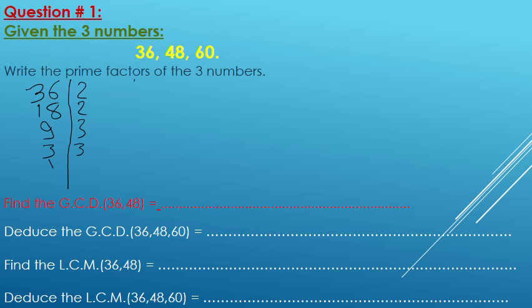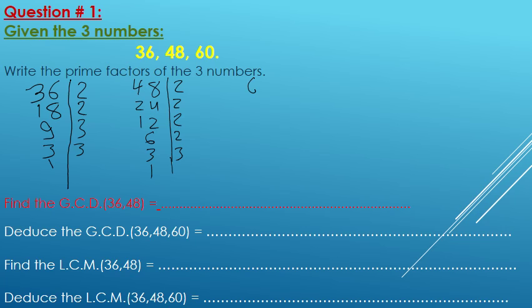Hassan, can you tell us what are the prime factors of 48? 48 by 2 is 24. 24 by 2 is 12. 12 by 2 is 6. 6 by 2 is 3. 3 by 3 is 1. So repeat, Hassan, what are the prime factors of 48? 2 times 2 times 2 times 2 times 3.